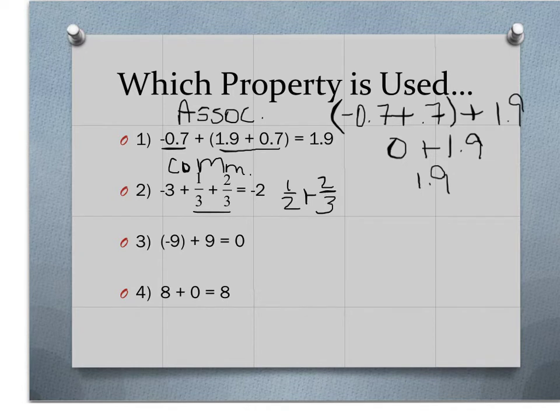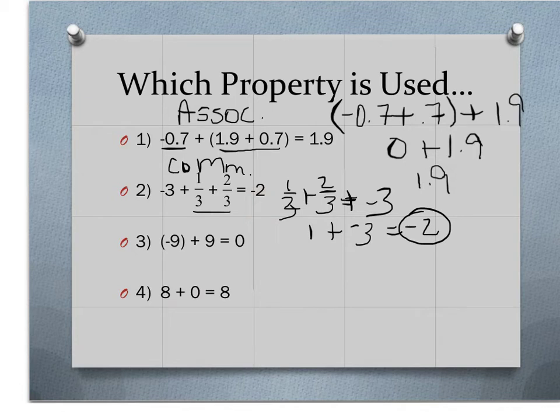So using the commutative property, 1/3 plus 2/3 would be 3/3, or 1. And then I'll add into it a negative 3. And 1 plus a negative 3 would give me negative 2. So using the commutative property, I can come up and have a quick check to make sure that the negative 2 that they give us is the correct one.